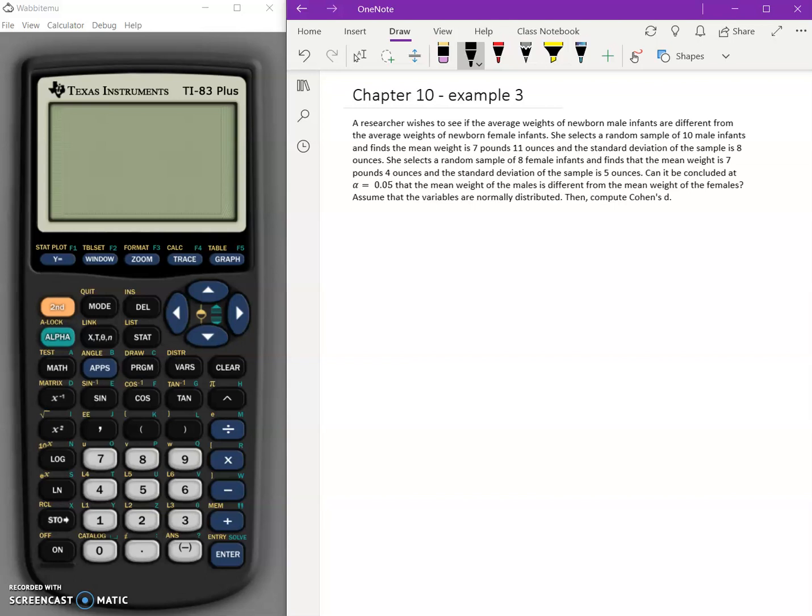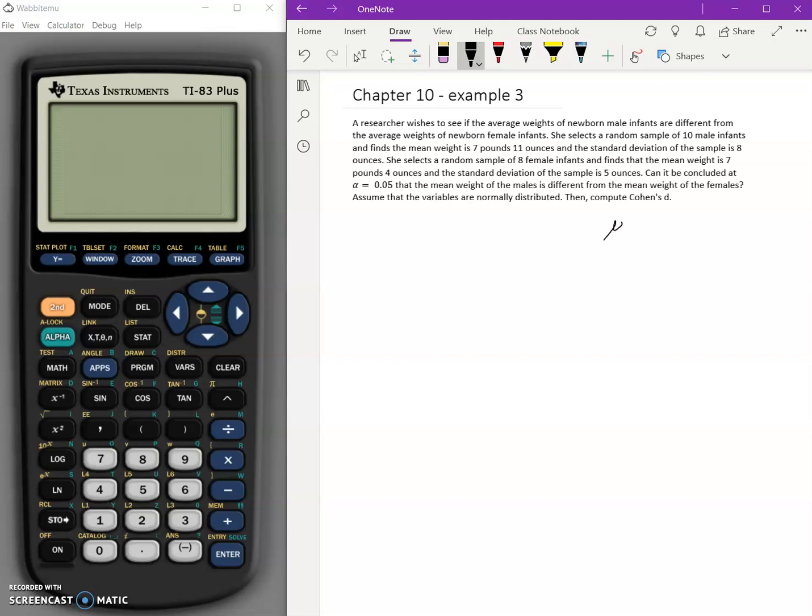Okay, so what we have here, again, is a two-sample test because we have the group of the male infants, the group of the female infants, and there's no overlap between the two. We're trying to determine, is there a difference between these two independent populations? So we can use some subscripts, for instance.